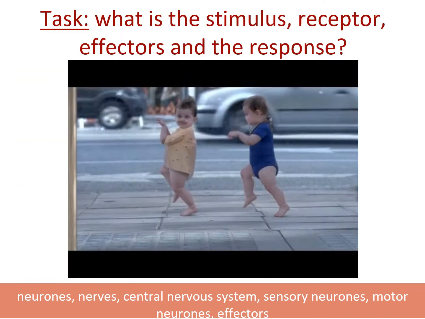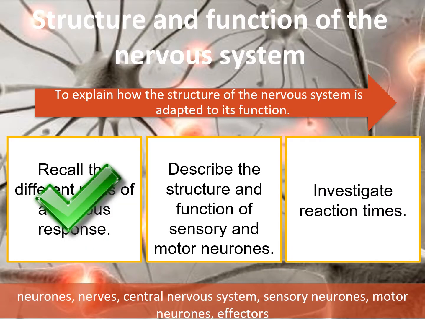responses. Right, if we could pause the video again and show this video, which again will be on the Google Classroom and on being emailed to the cover supervisor, and just have a little think about what the stimulus is, what the receptors are that are being used, what are the effectors, and what's the response when we've got these babies here, toddlers, that are dancing. Right, so that has recapped the different parts of a nervous response that we did yesterday.